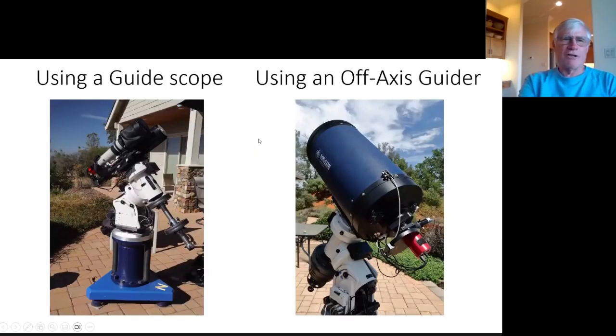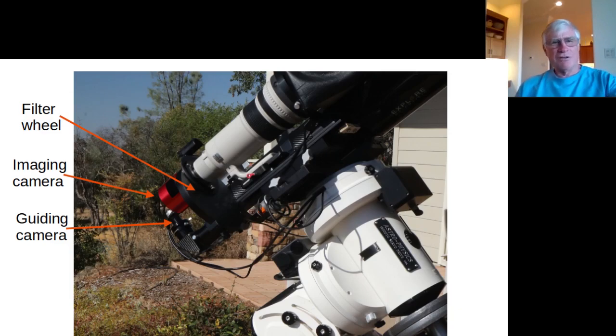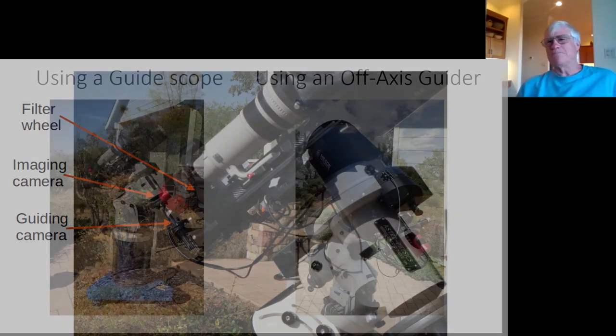Now here's an example on the left. I've got a setup there where I had to use a separate guide scope. The reason is that I was using that big camera lens on the left side, and you can see there's a filter wheel hanging on it and the camera behind it. In the case of the camera lens, I don't have enough back focus to add an off-axis guider on top of the other equipment there. So in that case, I was guiding with a refractor that's pinned next to it.